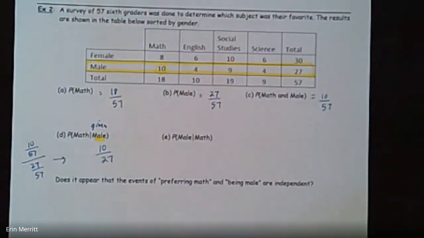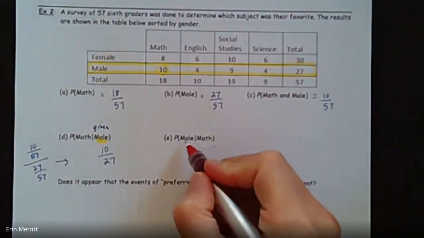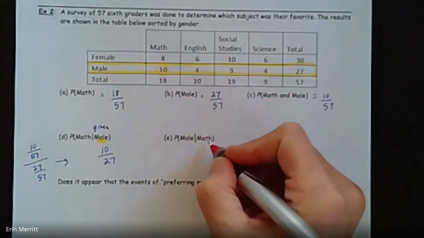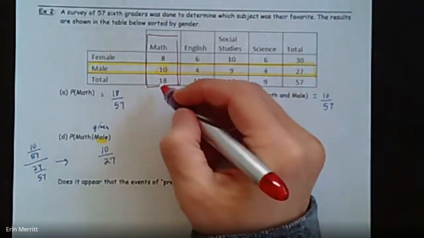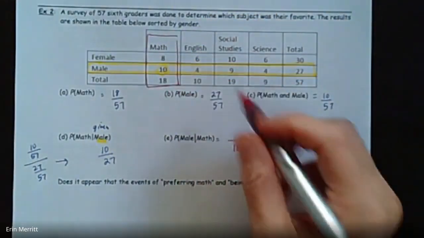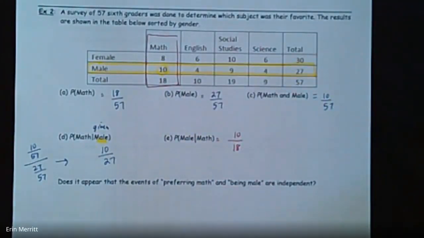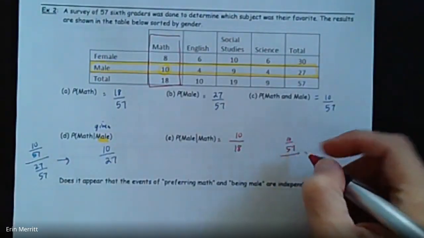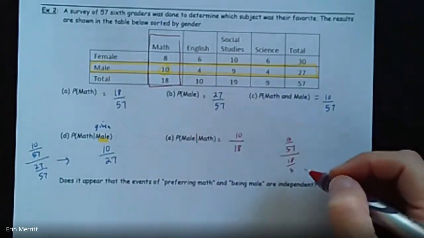All right, now let's do it in reverse. So let me grab a different colored marker here, or I got a red pen at least. What's the probability that they're male given that they like math? Let's look at all the math people. There are 18 total math people, and how many of them are male? Well, 10. So 10 out of 18, which would have been the same as if we had done the both, 10 out of 57, and then divided by the probability that you love math, which was 18 out of 57, and there's that same answer.